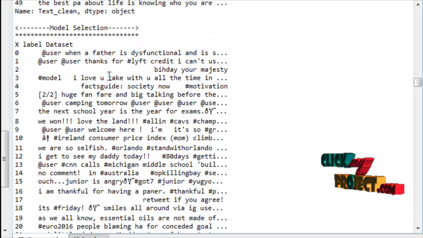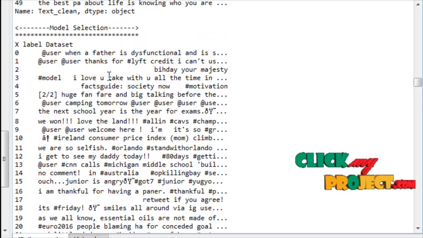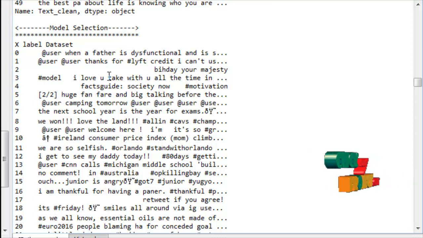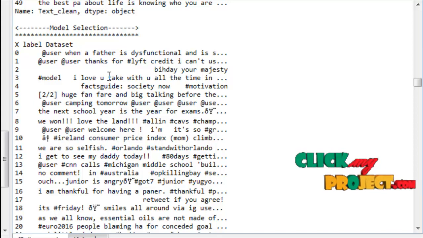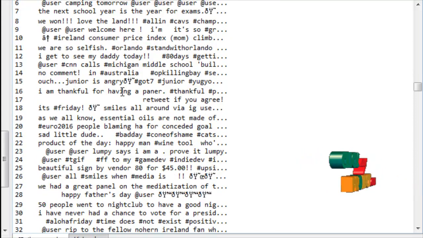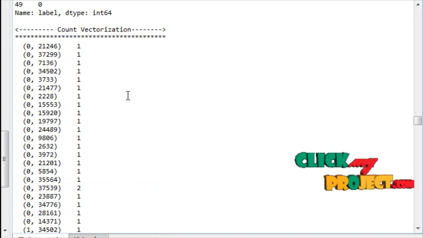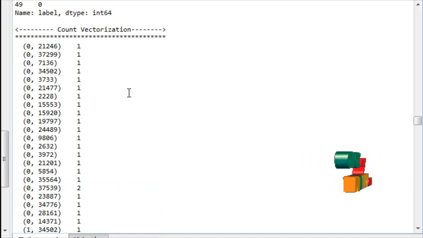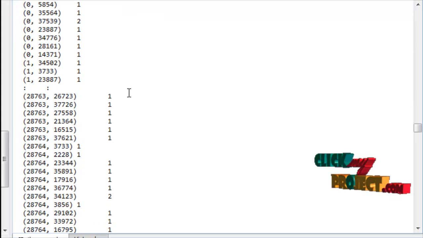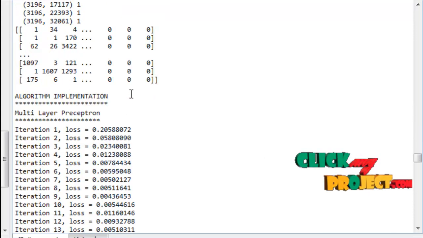Next, model selection. Model selection is where data is split into X label dataset and Y label dataset. That's for the purpose of splitting training and testing data. X label dataset and Y label dataset. Count vectorization. Count vectorization is where the text is converted into zeros and one values.